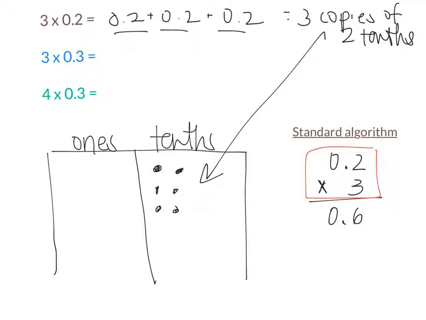When I multiply, I don't do that. I line up the numbers on the right. Does that make sense?